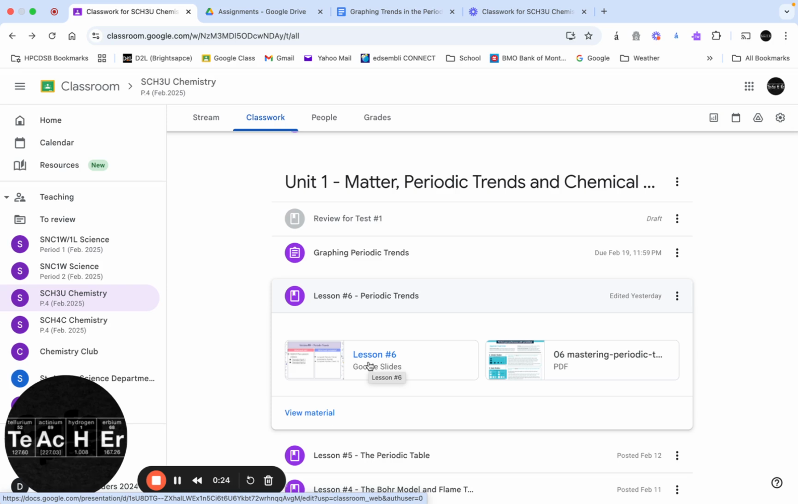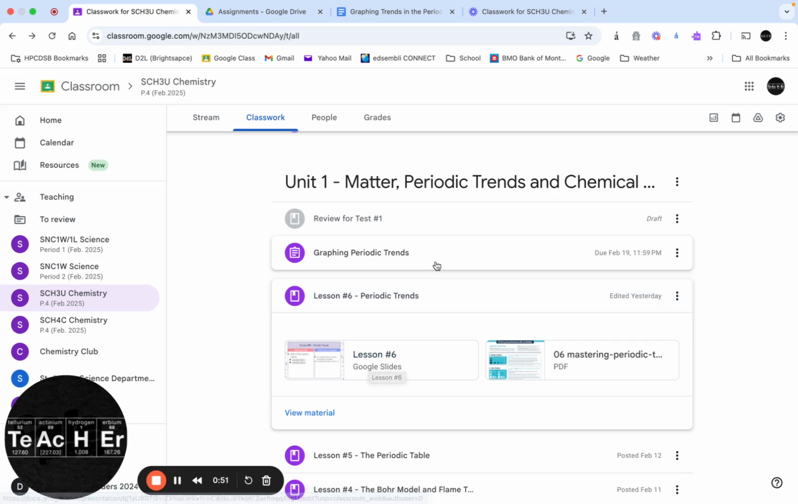So there's atomic radius, which is the most important trend, because if you understand the size of an atom, you will then be able to explain the trend of ionization energy, which is removing an electron from an atom. And you will also be able to explain electronegativity, which is attraction for electrons in a bond. So the size of the atom dictates the rest of these trends.